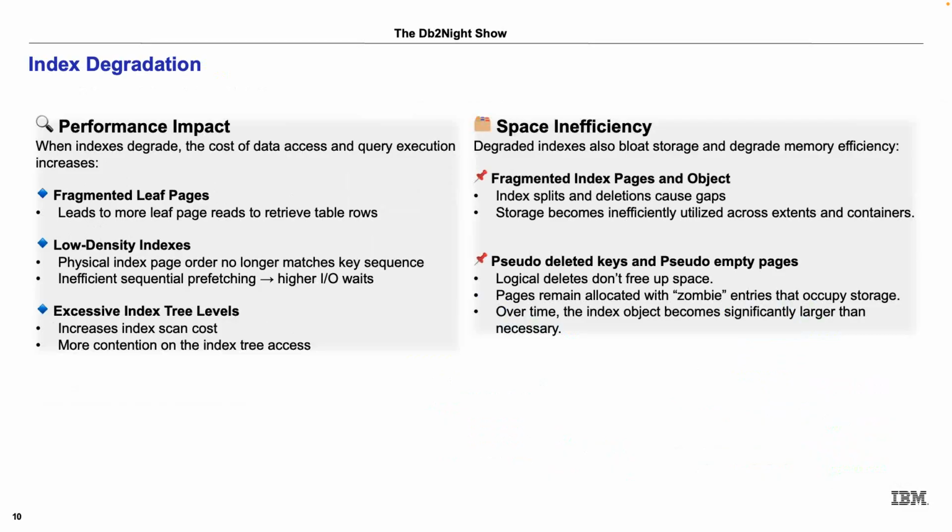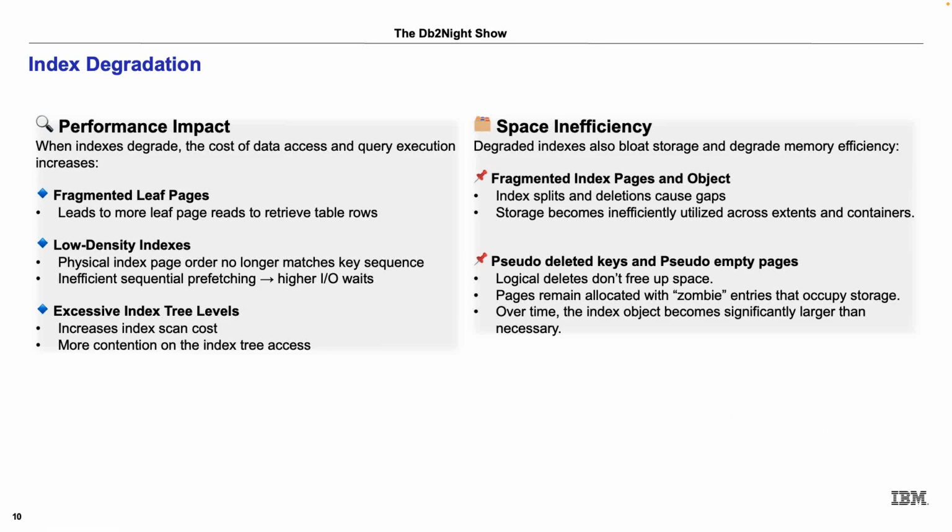On the performance side, the degraded indexes often suffer from fragmented leaf pages, where more leaf page records are needed to fetch to get the table rows. And also, we could see low density pages where sequential prefetching becomes inefficient. And when the tree gets deeper, it will lead to higher scan cost and locking contention.